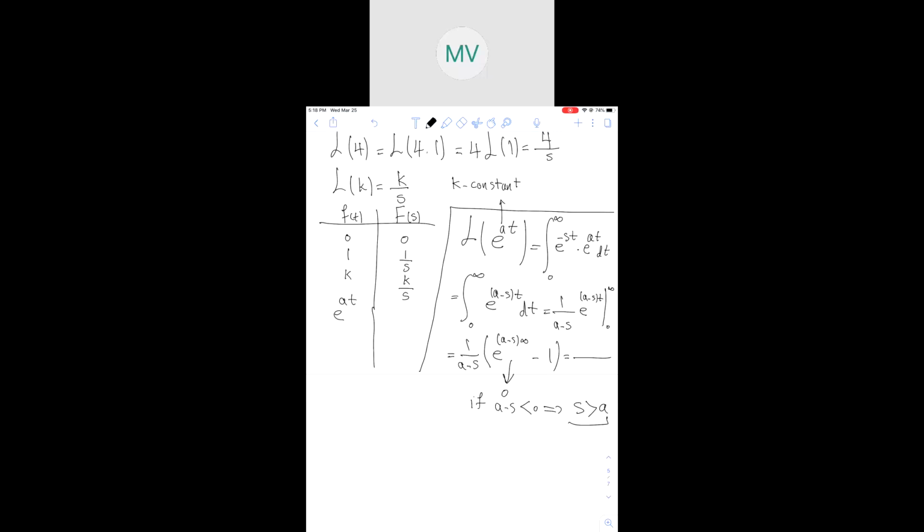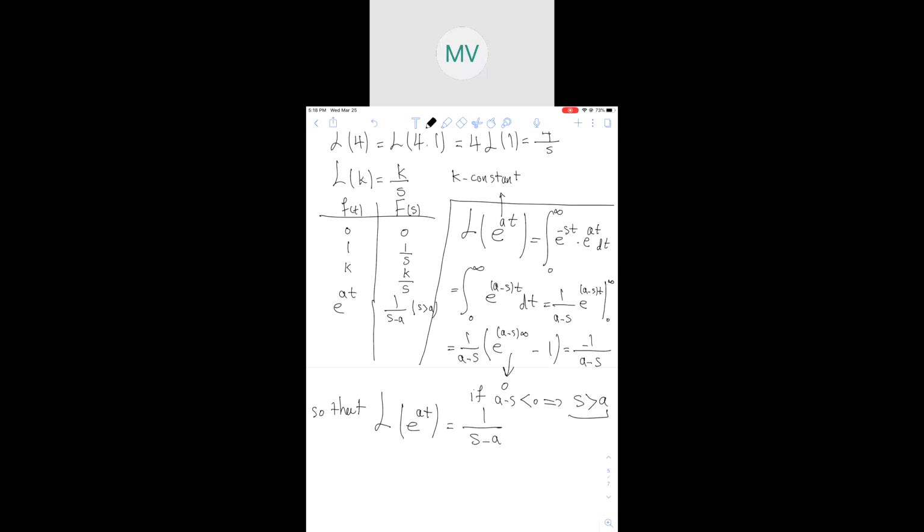So we're going to have negative 1 over a minus s. Let's push that negative into the denominator. So overall, this is what we got. Laplace of e to the at is 1 over s minus a. Let me write it down here: 1 over s minus a, and in parentheses, s should be bigger than a, right?